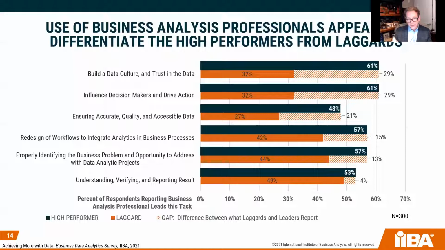Look at the vast difference in building a data culture and trust in the data, influencing decision makers and driving action, and ensuring accurate, quality, and accessible data. The leaders move that into the business analysis professionals' domain. In fact, they're using business analysis professionals in those areas 50% or twice as often, so 100% more often than the laggards. It's a huge difference. Those 3 layers are massively different, but all 6 of these are the 6 foundational things that a business analysis professional needs to produce in their role.